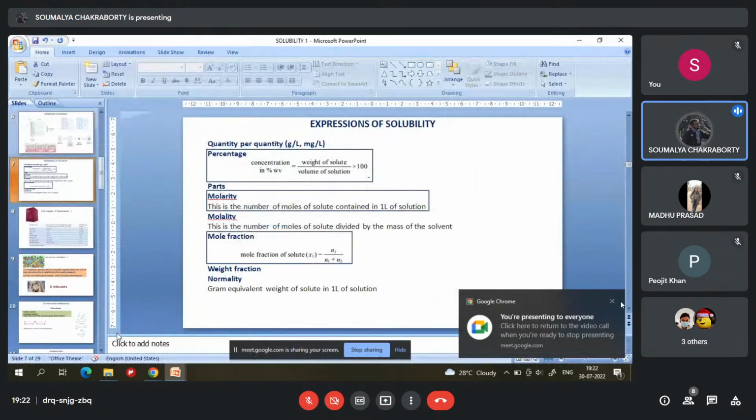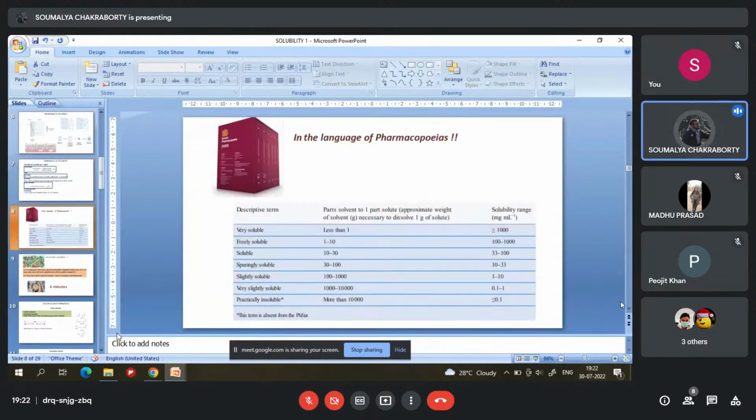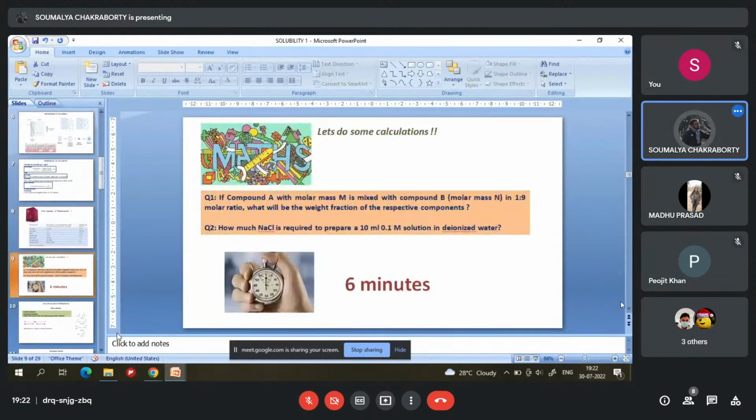Expressions of solubility, I will come to that later because you have to solve some mathematics. I will give you 5 minutes of break and then tell you to solve this.